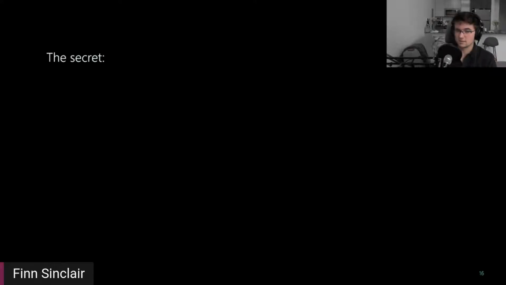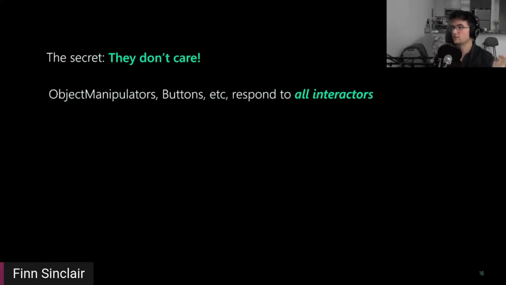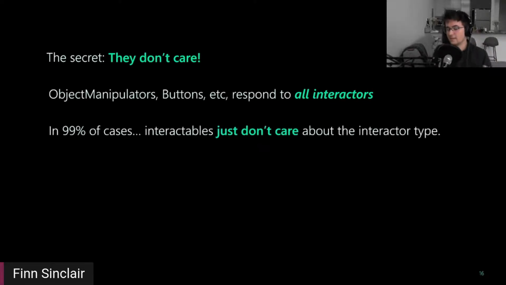So the secret is they really don't know. So how do they know? They don't know. All of these interactables respond to all interactors in the exact same way. In 99% of all of the cases, the interactables don't even know what the type of the interactor is. All they know is that it is an interactor, and they can respond to every single interactor in the same way.